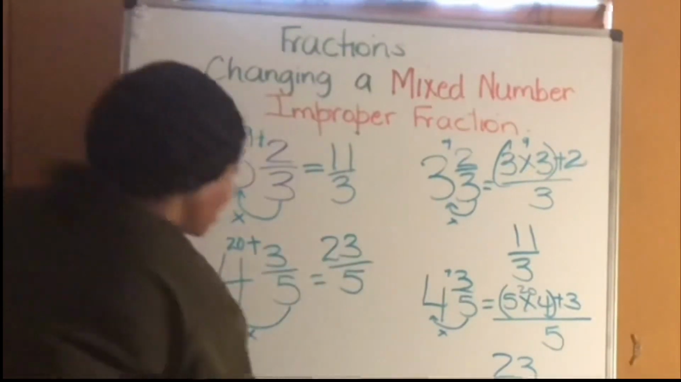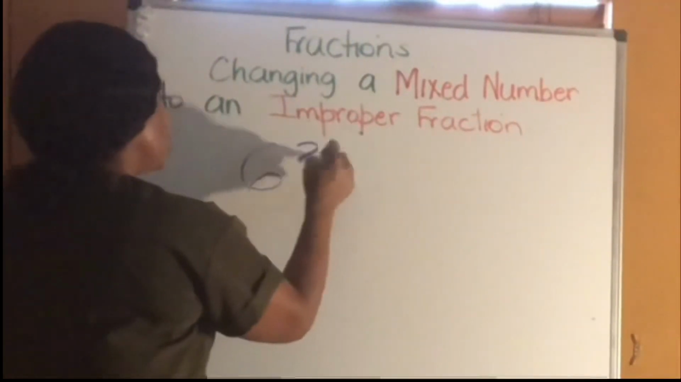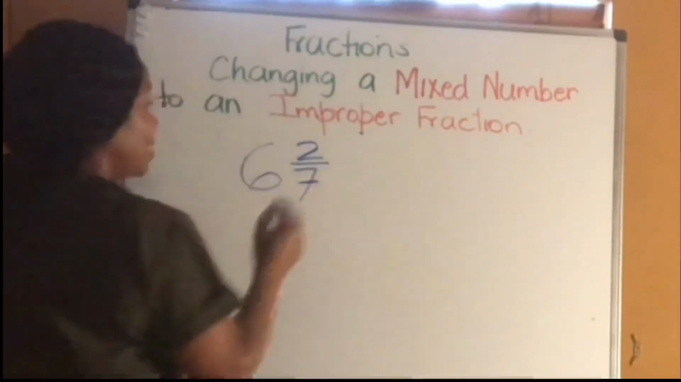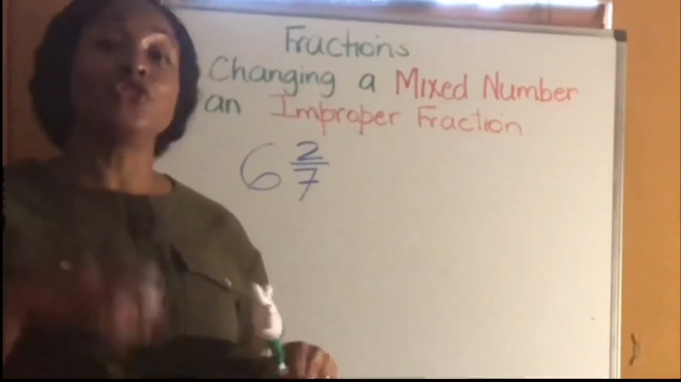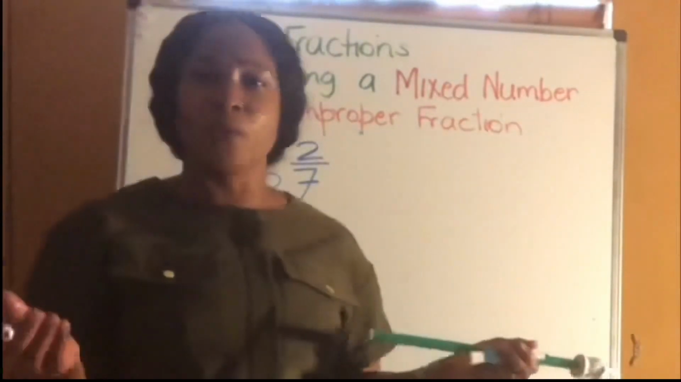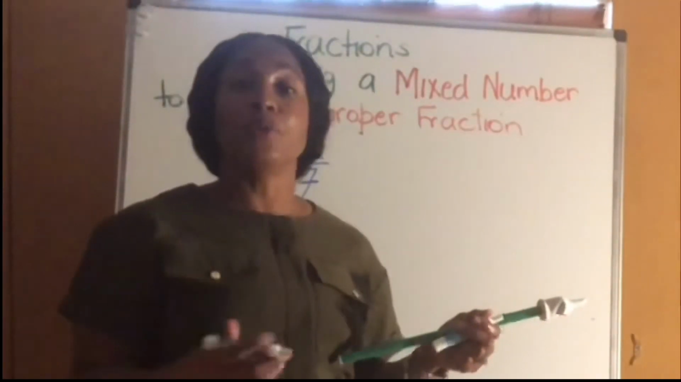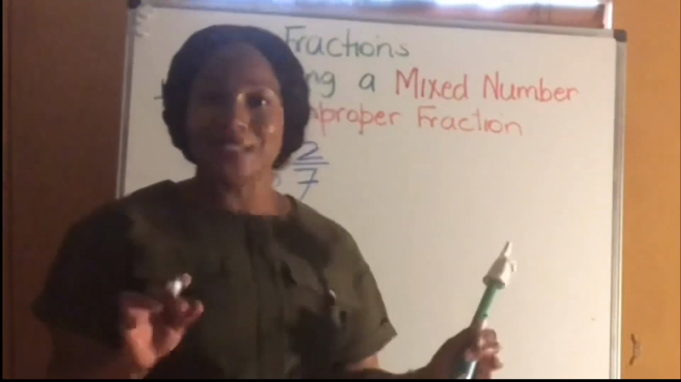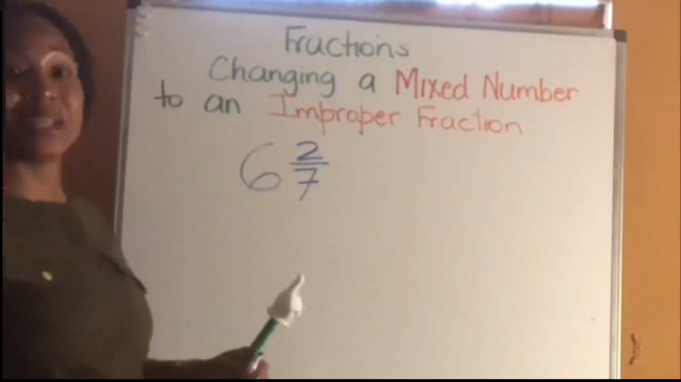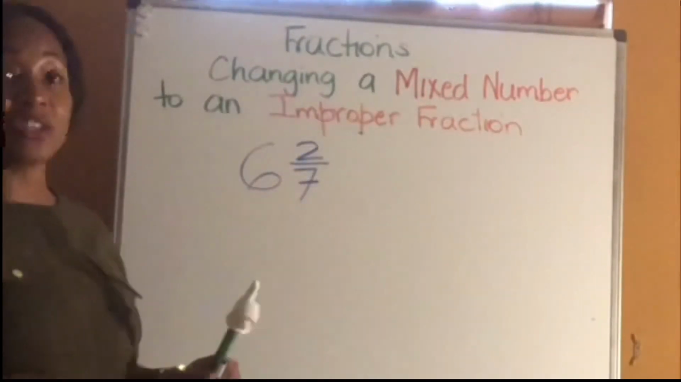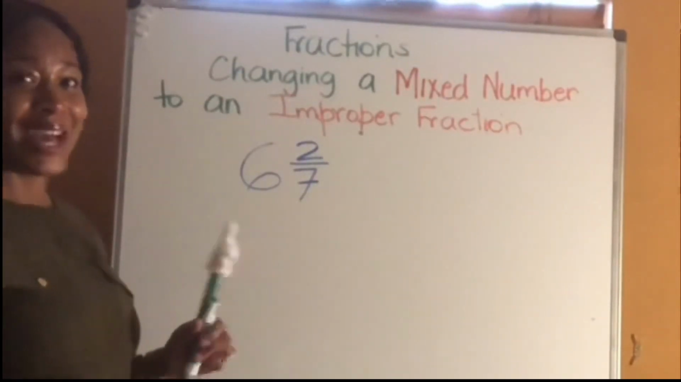Now, I am going to give you one to try on your own. 6 and 2/7. I want you to try both methods and see which one you're more comfortable with. Are you more comfortable drawing the diagrams, or are you more comfortable working it out? Pause the video. Go ahead, pause it, and try this one for me. 6 and 2/7. Change it to an improper fraction or a fraction greater than 1 whole. Let's go. Pause that video and come back.